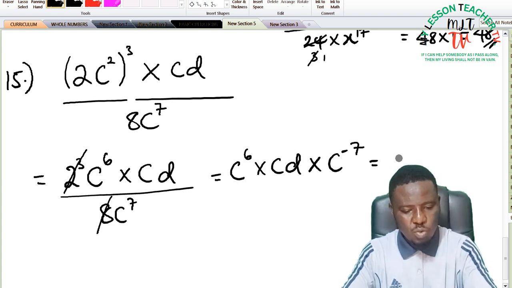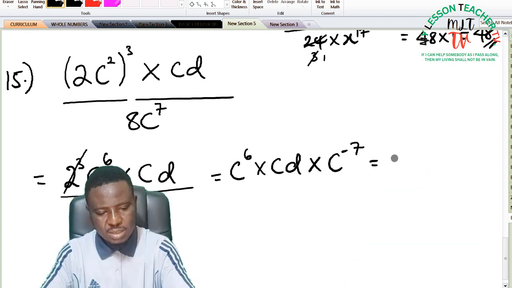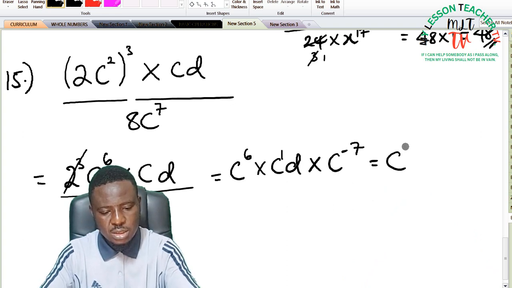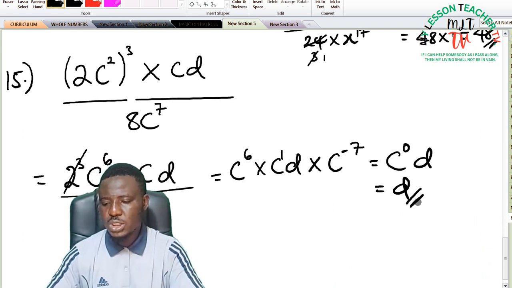So when you simplify this, is equal to c raised to the power of 6 plus 1 is 7. 7 minus 7 is 0. So we have c raised to the power of 0 d, which is equal to d. So our answer is equal to d.